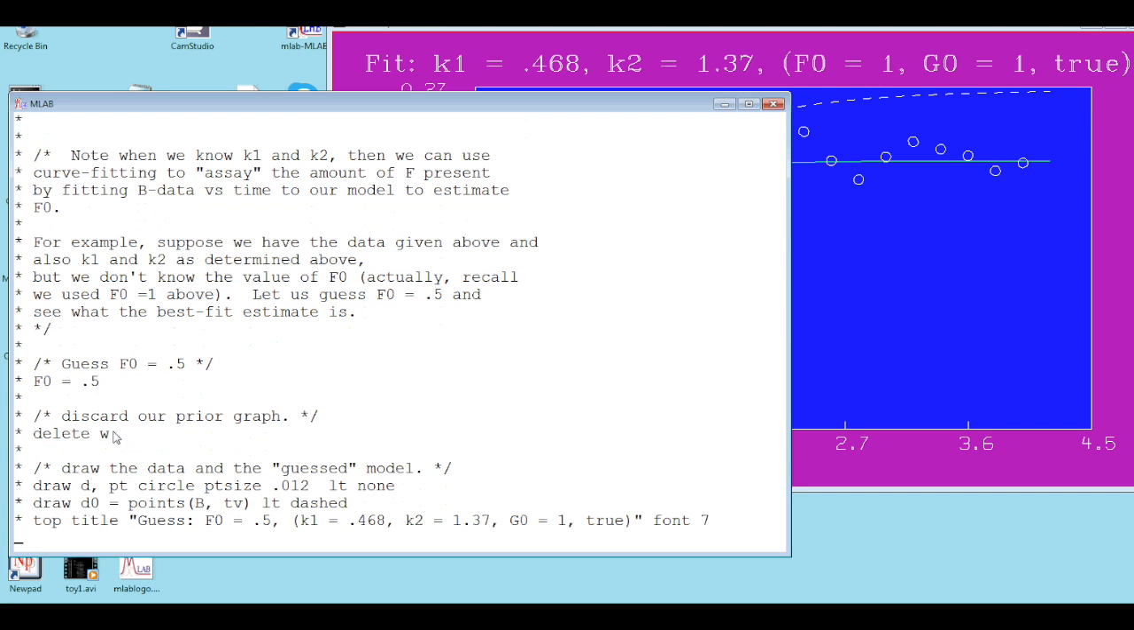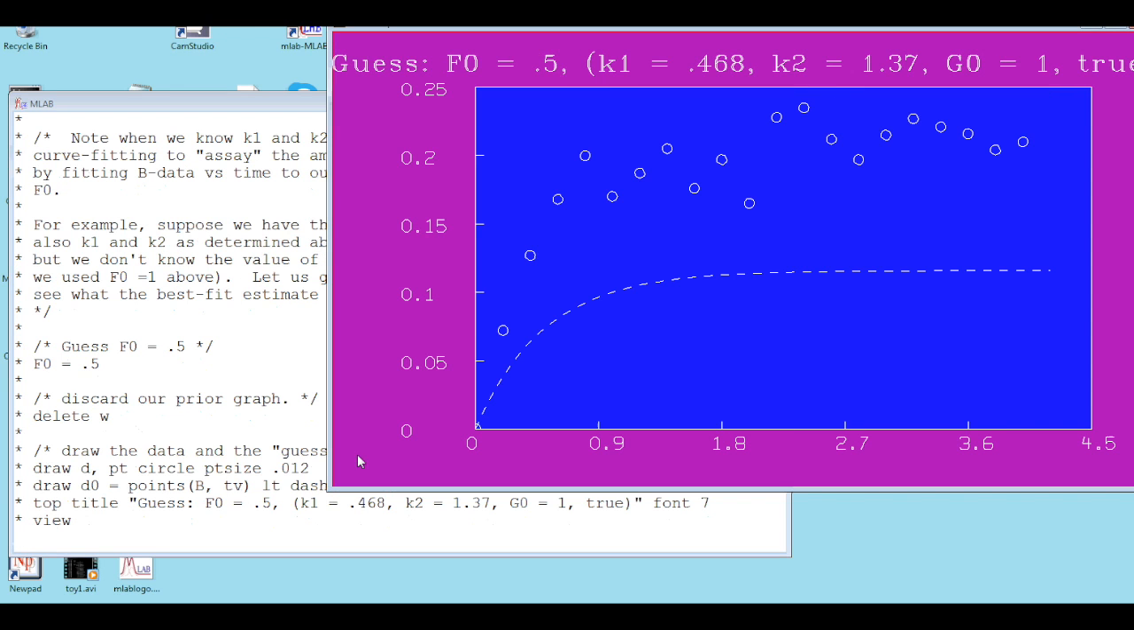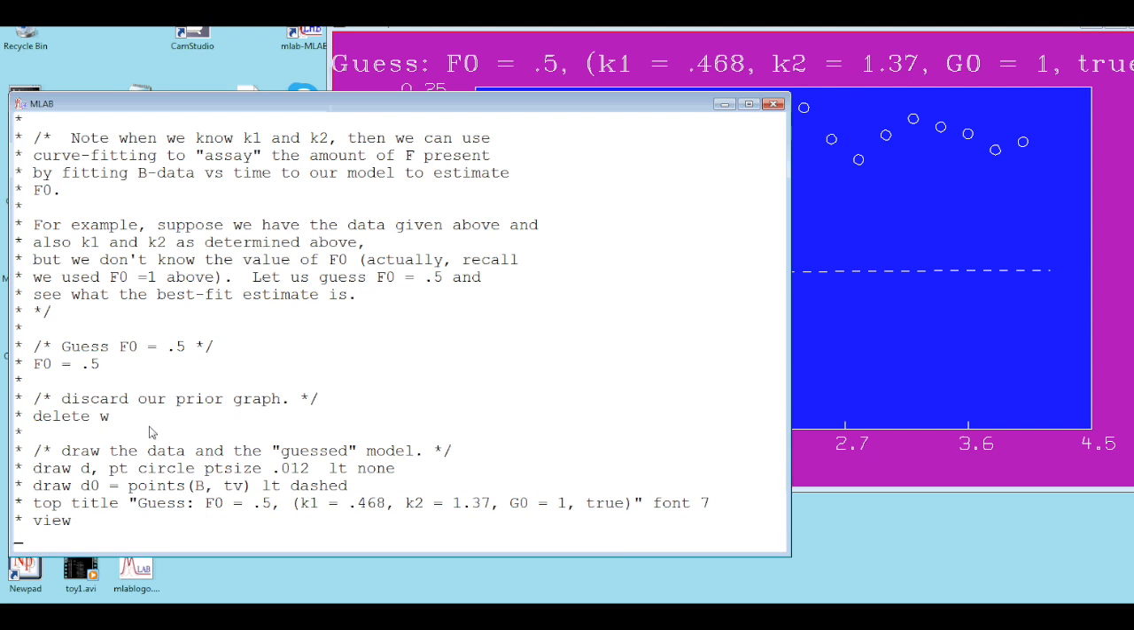Now, all graphs in MLAB, if you don't say otherwise, are called W for window, as you can imagine. So this says throw away the MLAB graphics window, W. Oops. And here, again, we jump to the view quickly. Here is the command that draws our data again and the guessed model when we have F0 equal to 0.5. So here is the data drawn again the same way we drew it before.